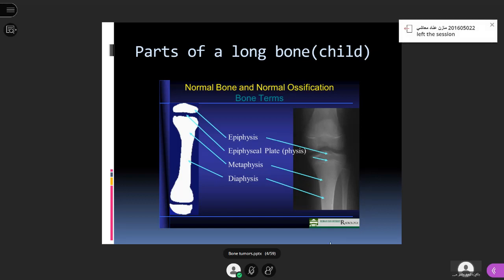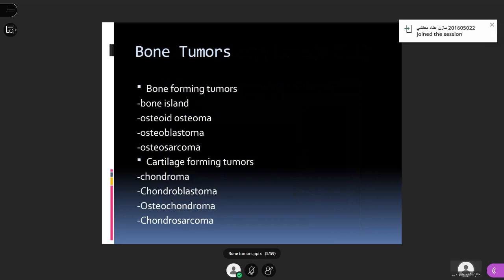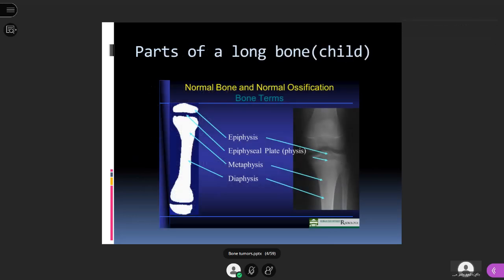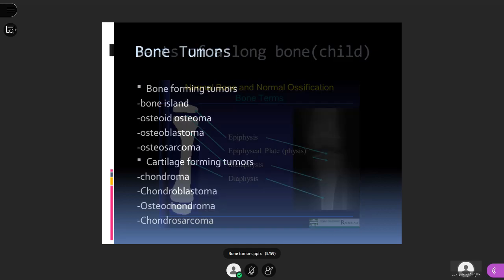These parts are important, especially with regard to bone tumors, because there are certain tumors which present only in the epiphysis. Then there are most of the tumors, which are present in the metaphysis, and only a few whose origin is in the diaphysis. Also, you know that as growth stops, the epiphysis fuses with the metaphysis, and at that time the linear growth stops.